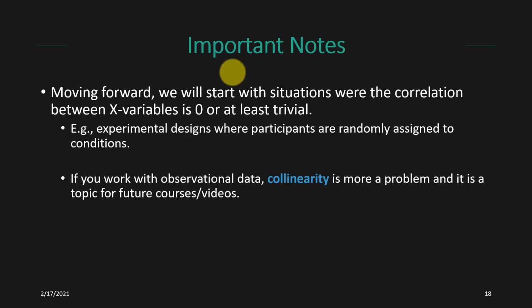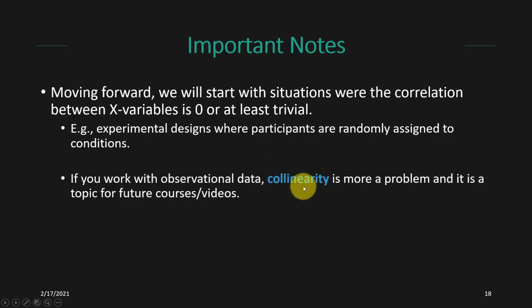So moving forward, we're going to focus on situations where the correlation between the x variables is 0, or it's at least trivial, right? So for instance, we're going to focus on experimental designs where participants have been randomly assigned to conditions. That's going to make the correlation 0 because we should have equal numbers of people who have been randomly assigned to different conditions. However, if you work with observational data or you start including other covariates in your model, we're going to have to worry about this collinearity.